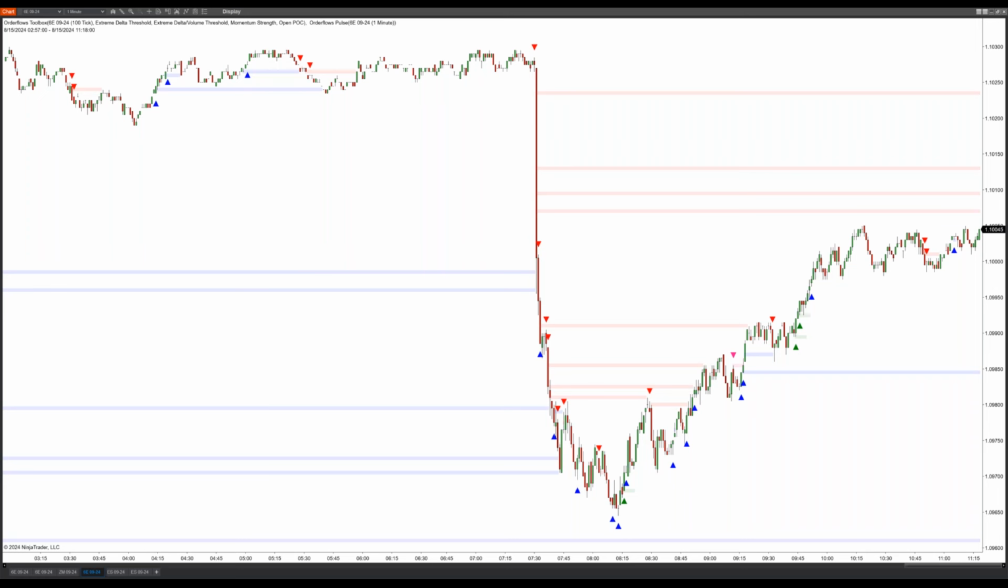No, Reggie, it's not part of the Orderflows Trader software. It's separate from that. It's a completely different software.